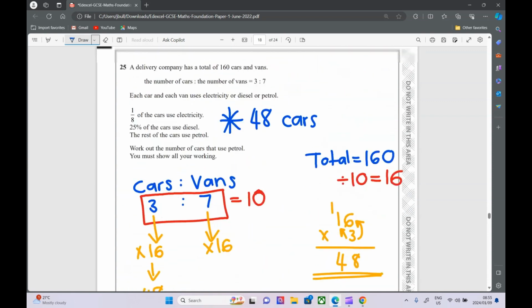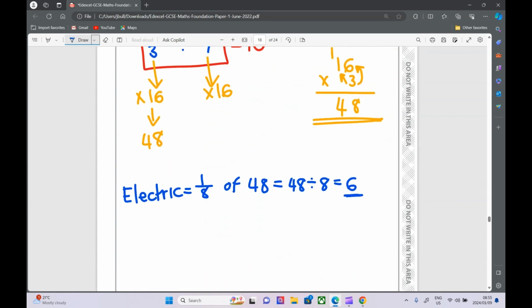Then we can work out the diesel. 25% of the cars use diesel. How you can work out 25% is you could say 48 divided by 2 divided by 2. That is a way of working out 25%. So 48 divided by 2 is 24. Divided by 2 again is 12. So that's how many cars we've got that use diesel.